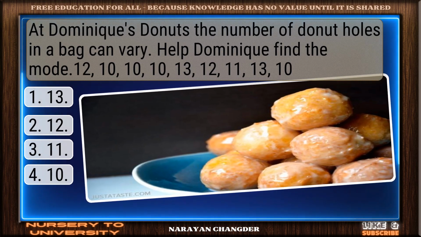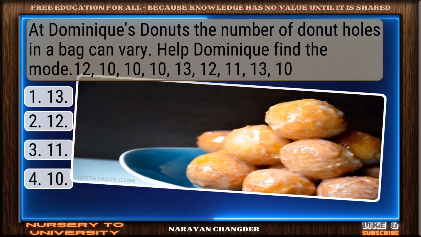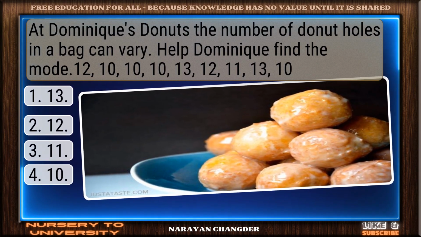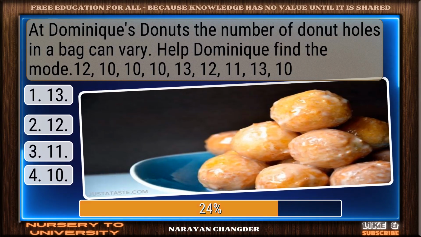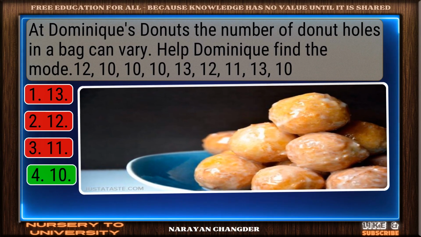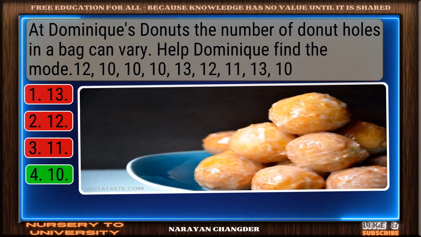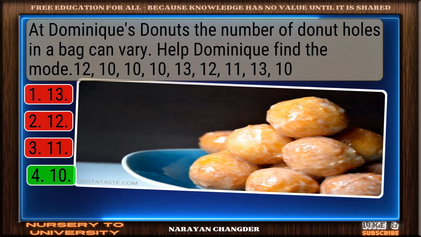At Dominique's Donuts, the number of donut holes in a bag can vary. Help Dominique find the mode: 12, 10, 10, 10, 13, 12, 11, 13, 10. Right choice. 10 is the best answer.